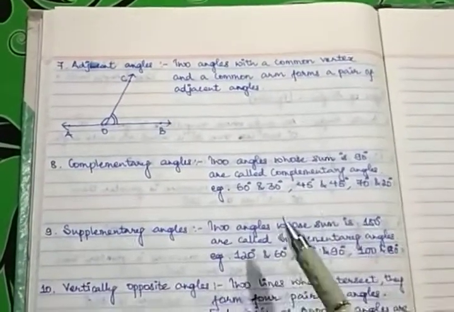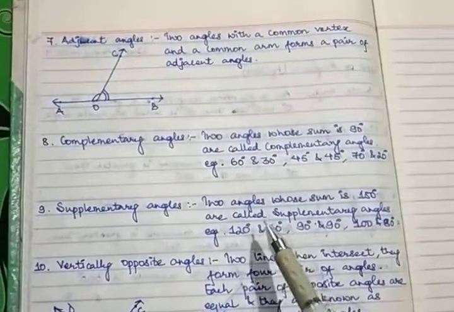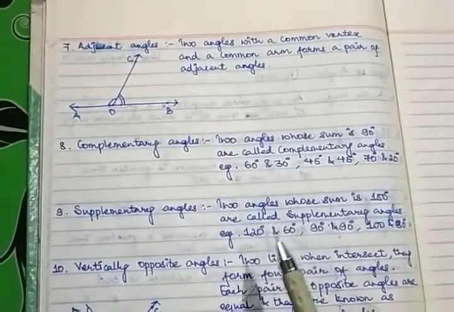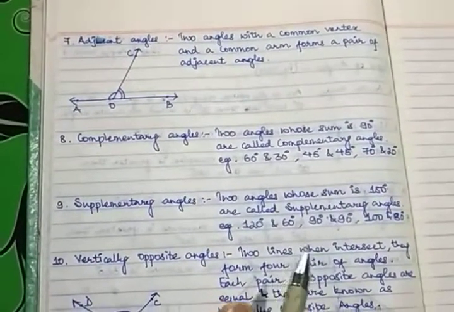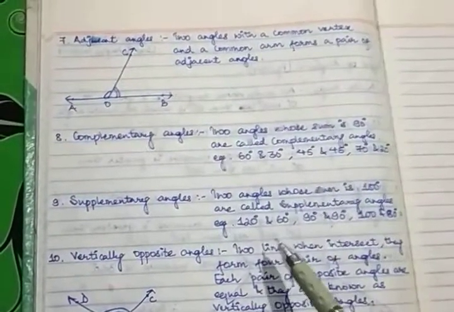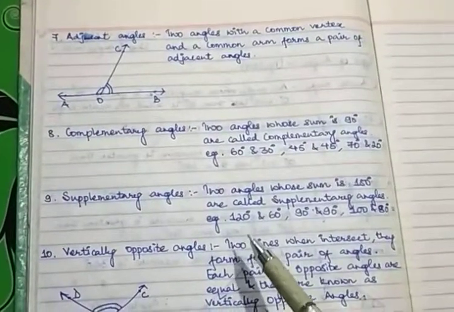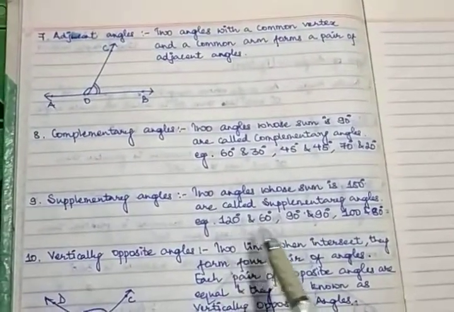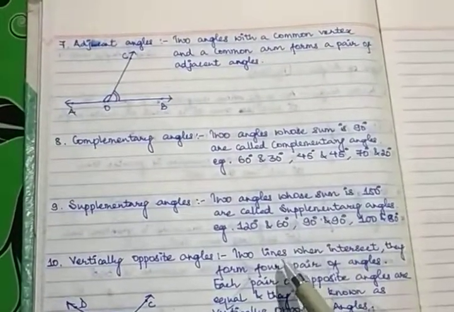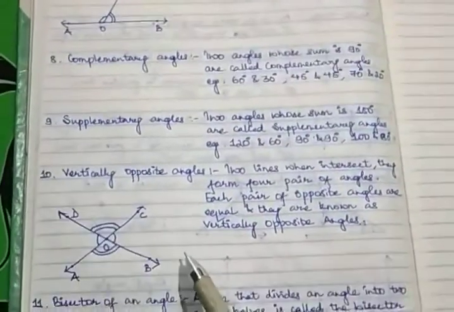Okay, so similarly for supplementary angles, two angles whose sum is 180 degrees are called supplementary angles. So simple, when both the angles are kept together and their sum is 180 degrees, at that time they are known as supplementary. Similar to complementary: complementary means 90, supplementary means 180 degrees. A few examples I have given here: 120 and 60, when you add them, you will get 180 degrees. 90 and 90, 180 degrees, isn't it?